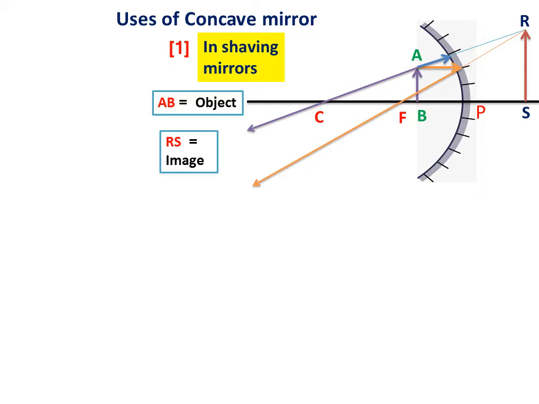We know that in concave mirror, when object is placed between pole and focus like this, the image will be behind the mirror, virtual, erect and longer than object. Here AB is object and RS is image. RS is virtual, erect and longer than AB. So the first use of concave mirror we can say in shaving mirrors like this.